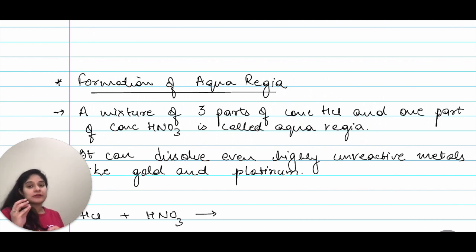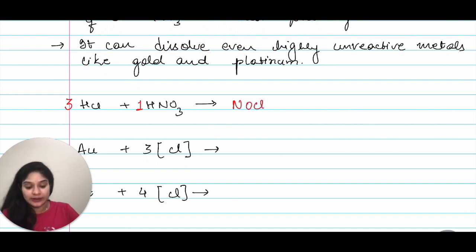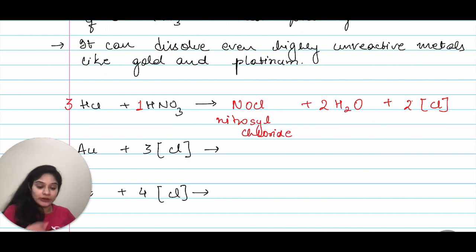So what happens is we have 3 parts of HCl and 1 part of HNO3. They combine to give us nascent chlorine. When we have the nascent chlorine, that goes ahead and combines with gold and forms a chloride. So let's look at that. 3 parts of HCl and 1 part of HNO3 will give me NOCl. This is nitrosyl chloride. Along with that, I'll get 2 parts of water and 2 of nascent chlorine. This is nascent chlorine.